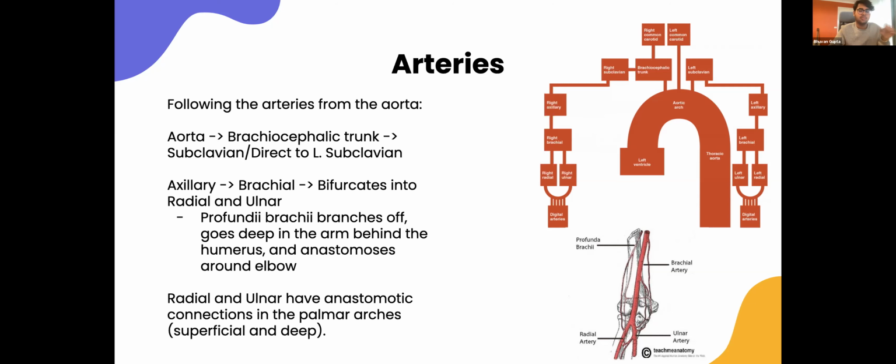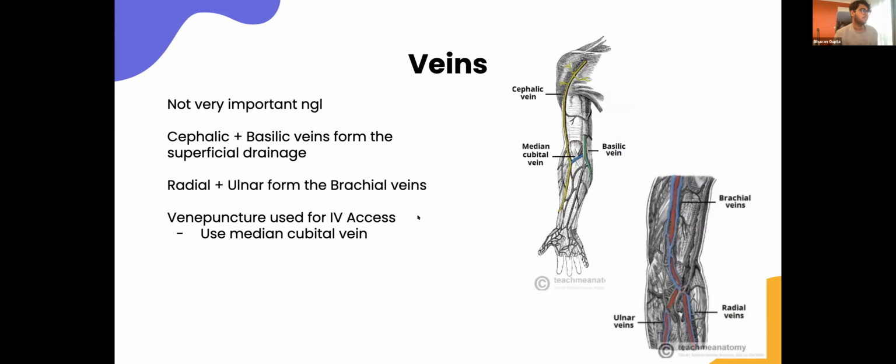I think for arteries, just the general area. The veins, not very important at all. I think having a general idea of where the veins are situated as well, and knowing that you can use the medial cubital vein for IV access is also good. But yeah, just not a lot of high yield stuff with the veins.